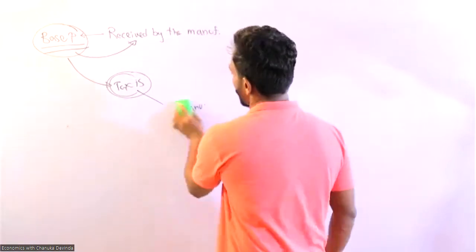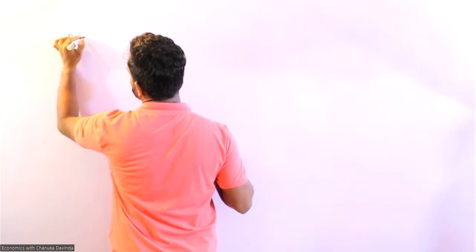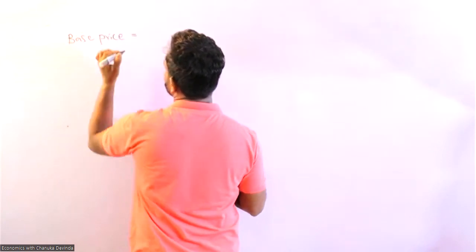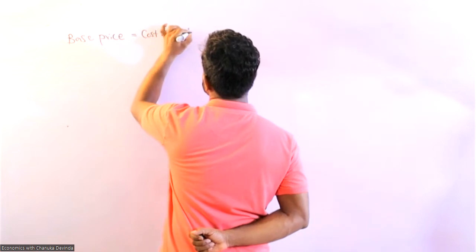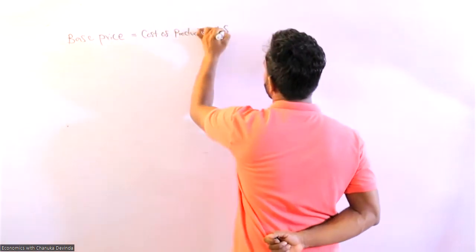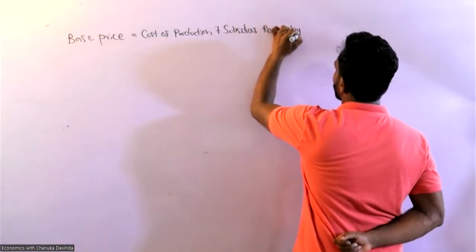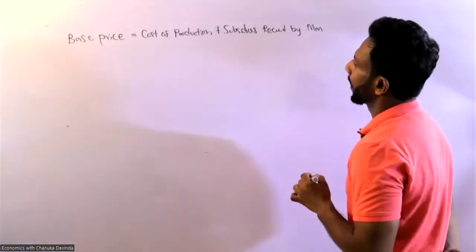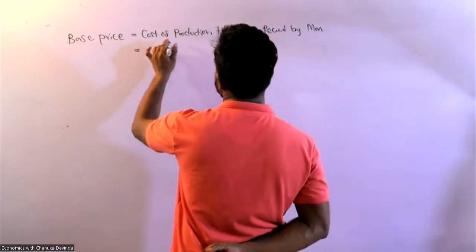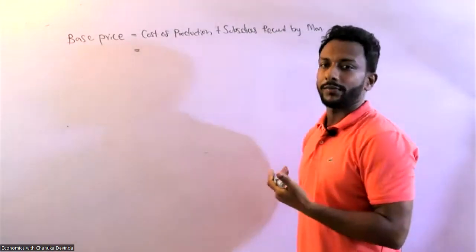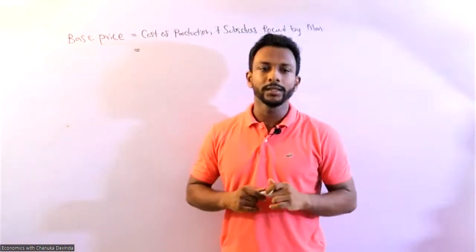I'll explain it. So base price equals total cost of production, including consumption of fixed capital, plus subsidies received by the manufacturer. So that's included in the base price.